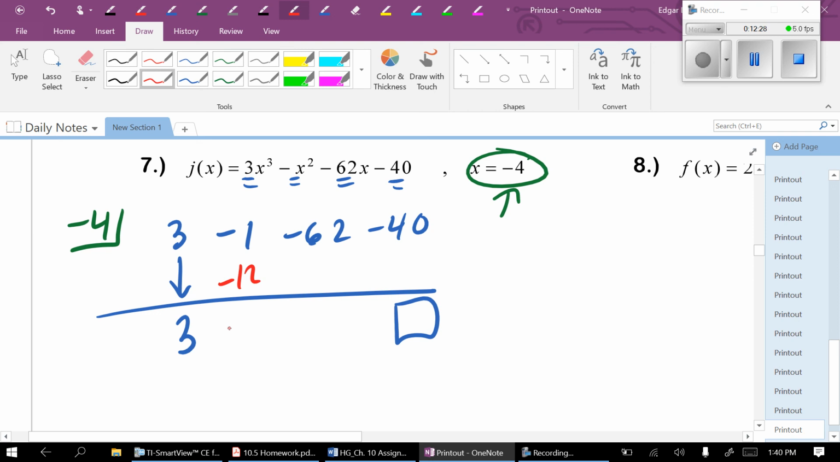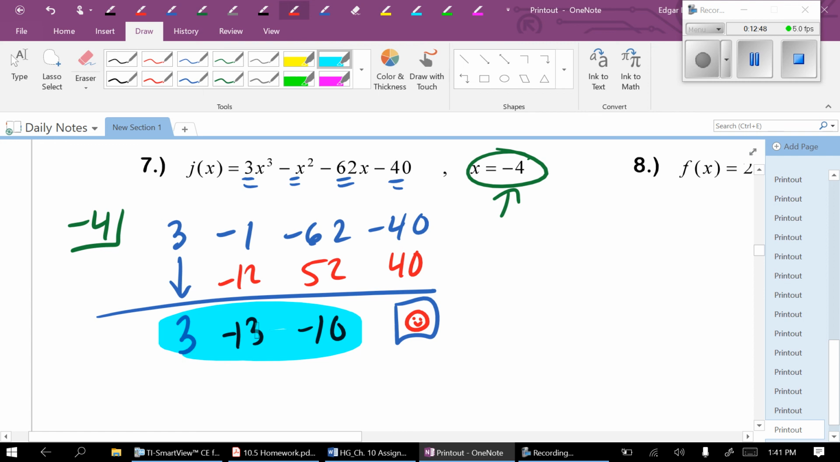Negative 1 plus negative 12 is going to give me negative 13. Now, negative 4 times negative 13 is going to give me 52. Negative 62 plus 52 is going to give me a negative 10. Finally, negative 4 times negative 10 is going to give me positive 40. And again, guys, we got lucky, and we should get lucky here. Otherwise, we will not be able to solve for this quadratic.